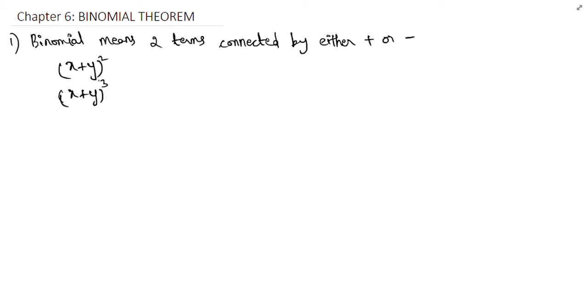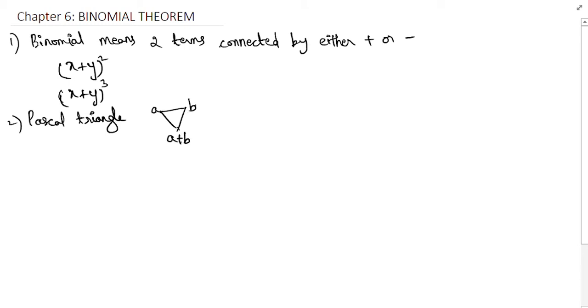Now, do you know what is Pascal triangle? In your textbook, page number 204, it is given. You can go through that, but I'll explain it as well. Like this is the triangle in the reverse way, and if these two are the coefficients of an equation, then here we write it as a plus b. This is called Pascal triangle.